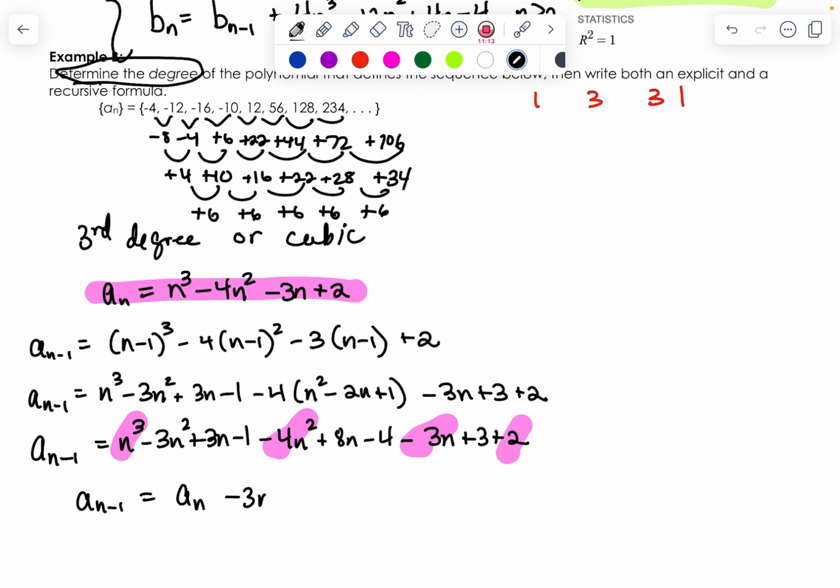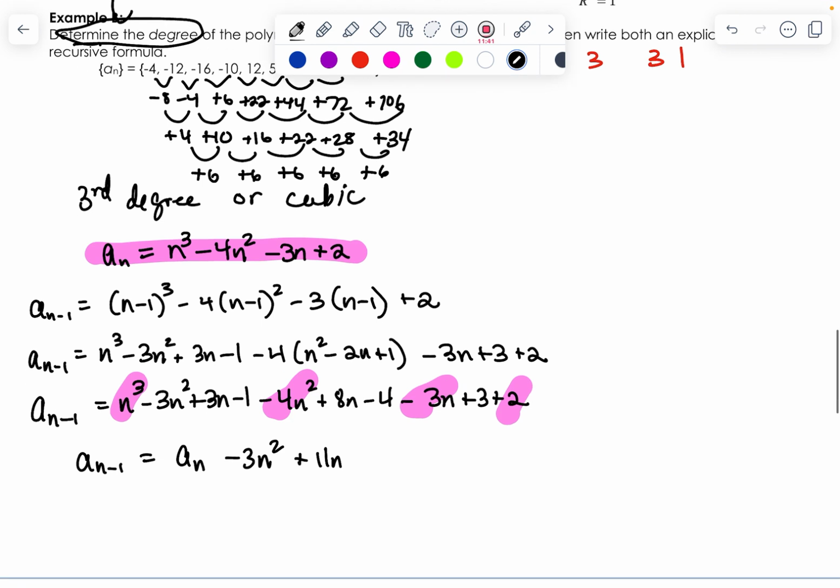I have minus 3n squared. And again, at any point, please pause the video and do the work yourself. Plus 11n. So then I get minus 1 minus 4 is negative 5. Whoops, sorry. No, this is right. Okay, so minus 5 plus 2 is minus 2.